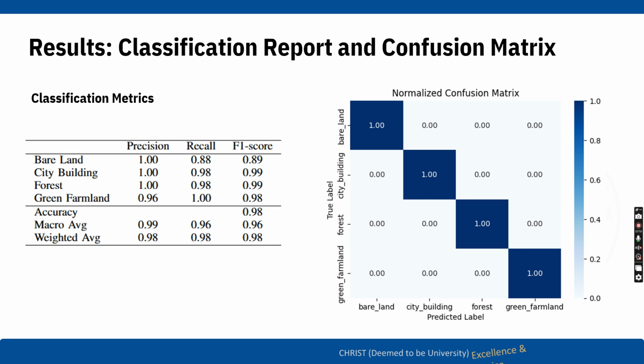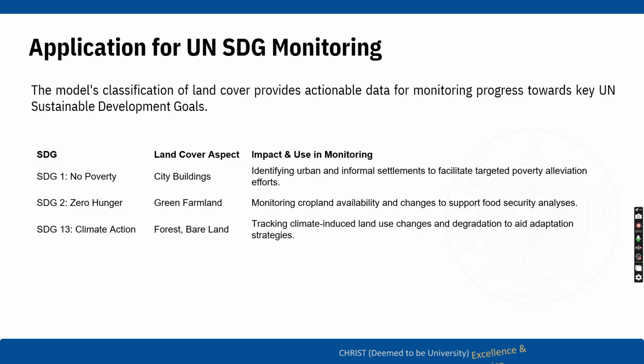So this lets us try this model to classify the satellite images we have. The application of such monitoring would be, of course, to identify urbanization or informal settlements in the area, to tell us that there has been some poverty elevation. For SDG 2, it is to monitor agricultural land, the availability of cropland, and the changes that brings for food security analysis. Monitoring the forest and bare land would be tracking the climate impact on land use and, of course, the degradation, if there is any.